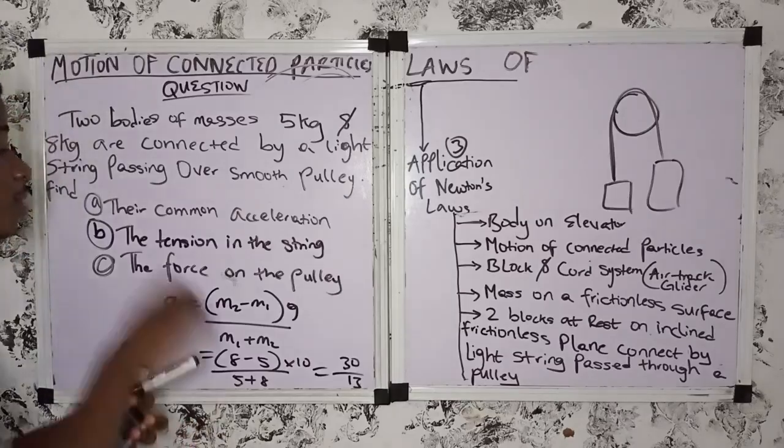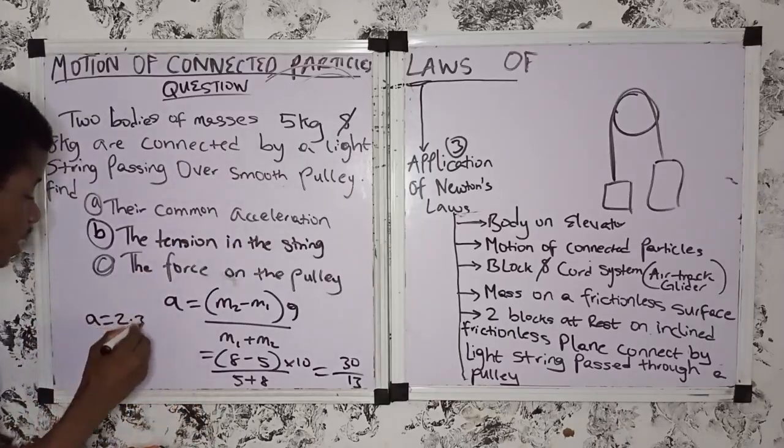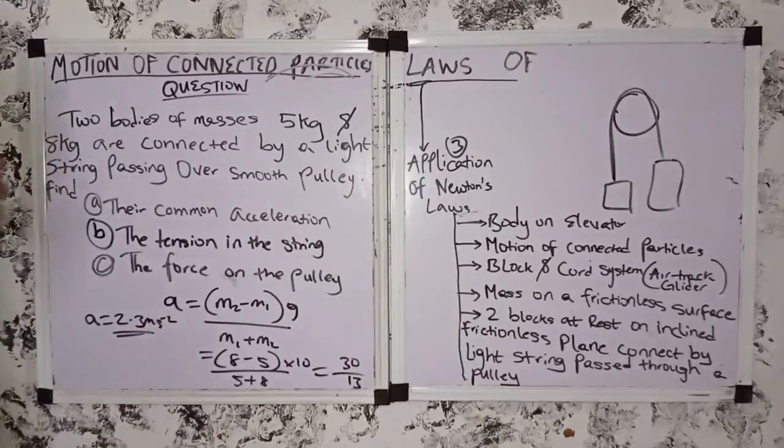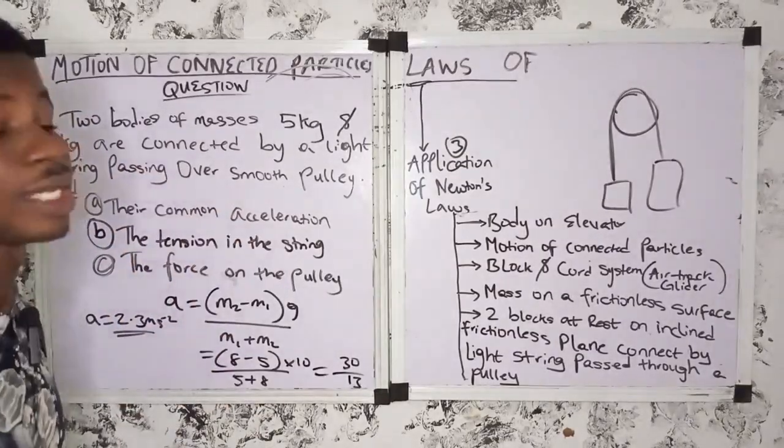So their common acceleration is 2.3 meters per second squared. You can see that it's very easy. Just use the formula, understand the question, and you can solve it. The next thing they're asking us to do is to calculate the tension.